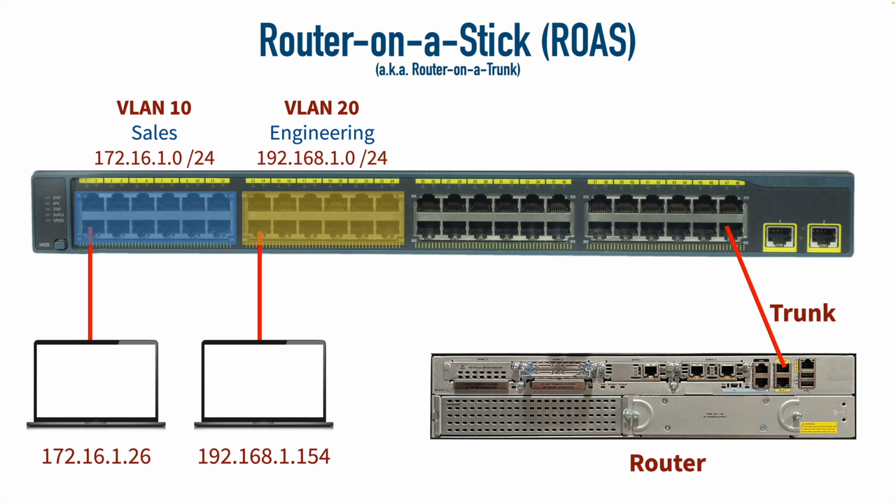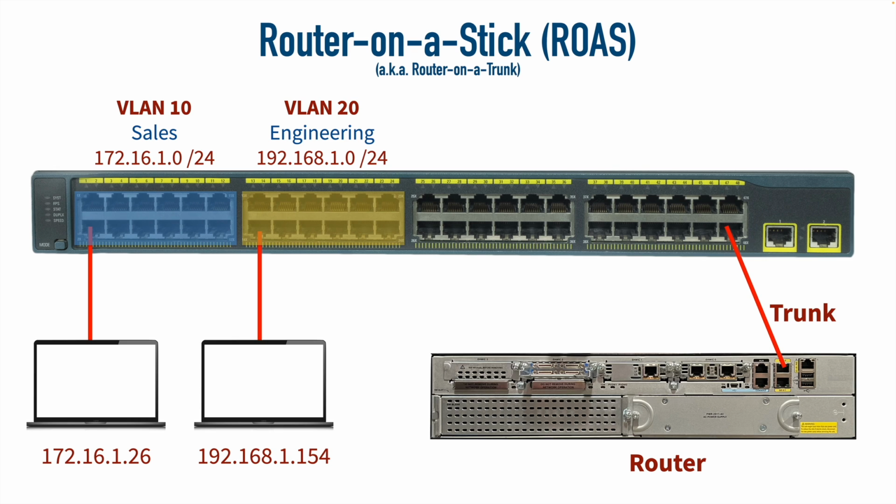We'll need to do some configuration on the router and some configuration on the switch. But once it's a trunk link, it's going to carry traffic for multiple VLANs. For example, let's say our sales PC wants to talk to the engineering PC. Notice what's going to happen. It's going to go down to the router. It's going to get routed back up to the engineering VLAN and then go out to the PC with the IP address of 192.168.1.154.